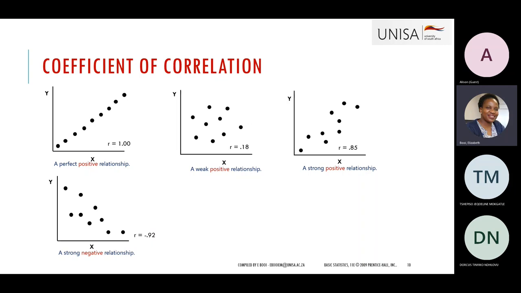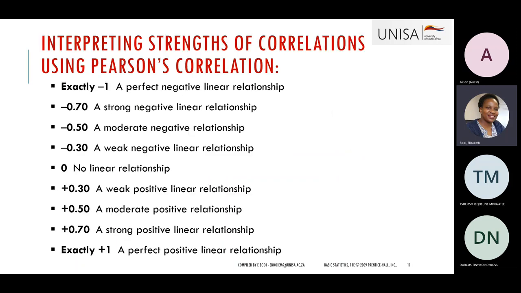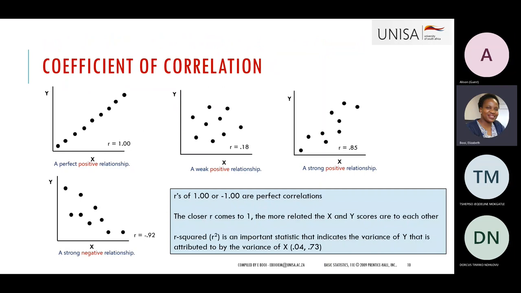So let's assume that they didn't give you the graph, they just give you the r. You should be able to use the r value to say whether it is a perfect positive or negative relationship, or a weak relationship, or a strong positive or negative relationship, or there is no relationship. So when r comes closer to 1, we always also state that the two variables are closely related or are more related to one another.